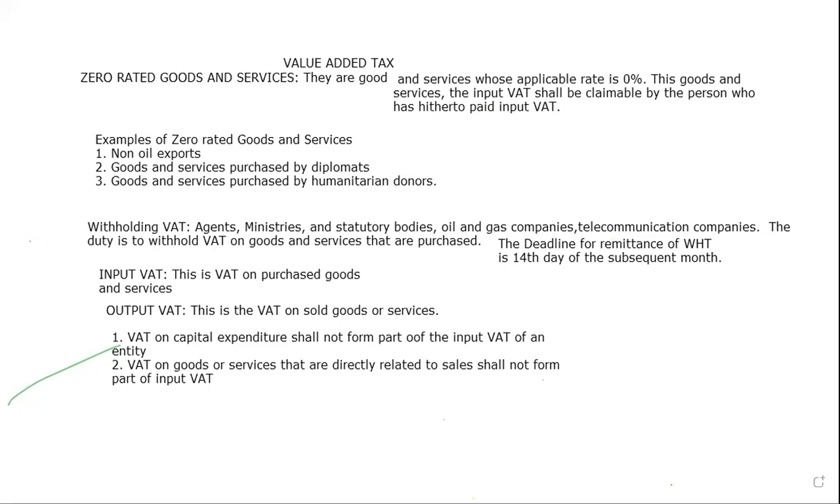Please, what's the difference between withholding tax and withholding VAT? Withholding tax is an advanced tax payment. Withholding VAT is like withholding the VAT of the seller, trying to hold on to the VAT portion of the sales of the seller, while withholding tax is an advanced tax payment.